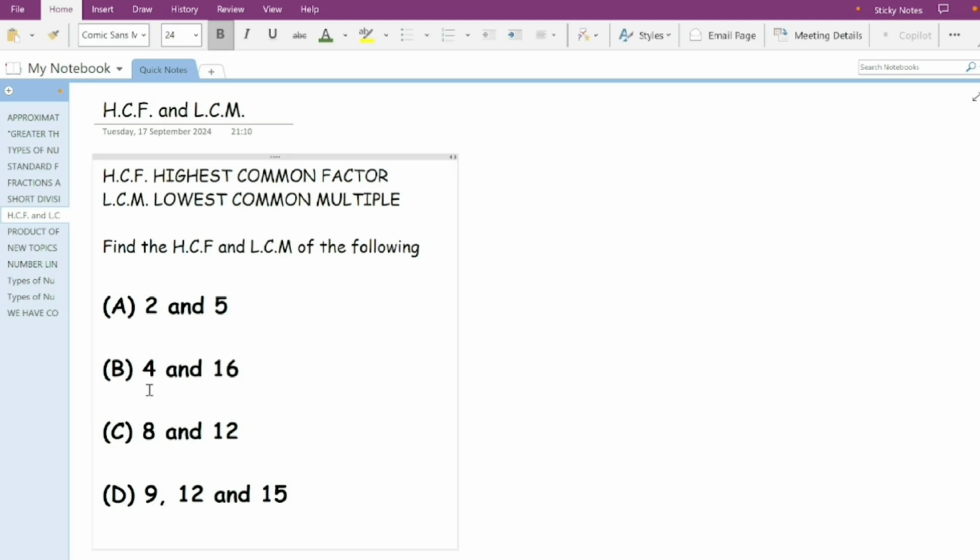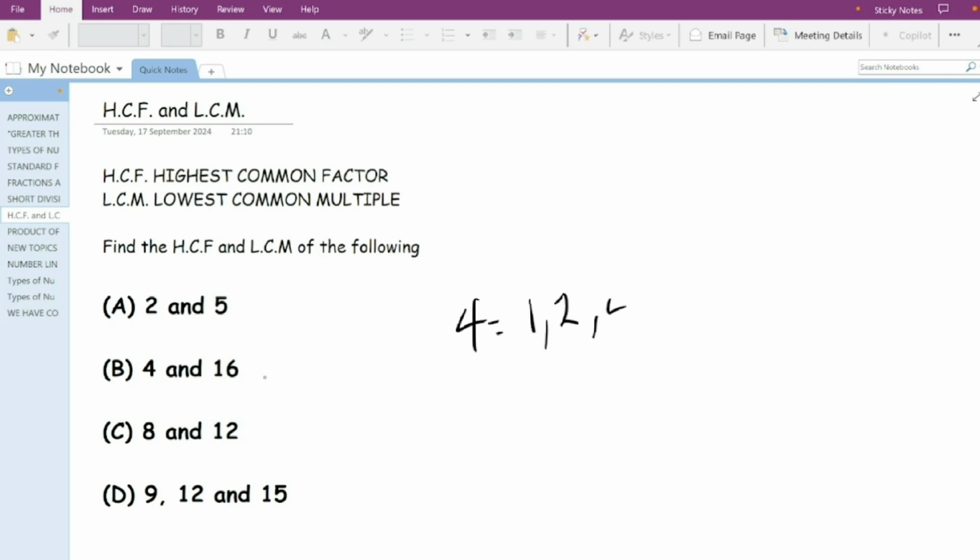The second question says find the HCF of 4 and 16, because we're working with HCF first, then we'll go to LCM. HCF of 4 and 16, 4. Factors of 4 are 1, 2, and 4. Because 1 times 4 will give you 4 and 2 times 2 will give you 4.